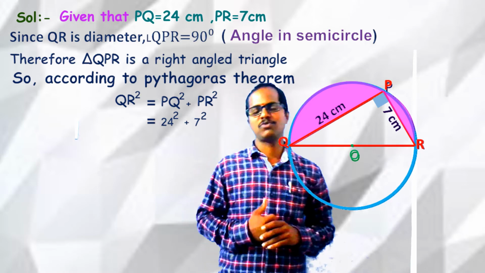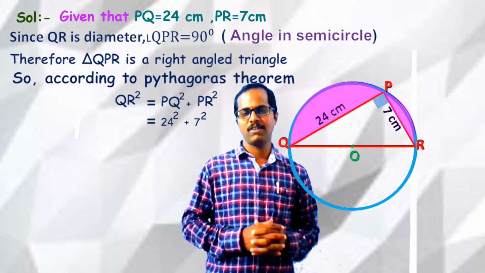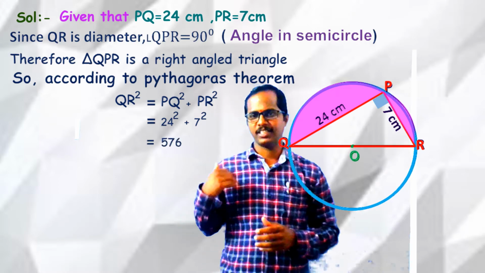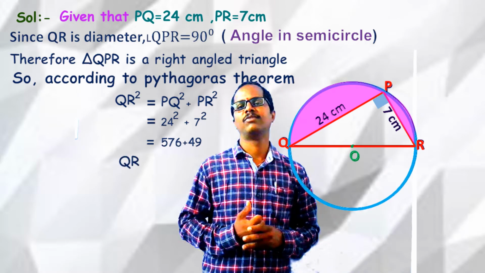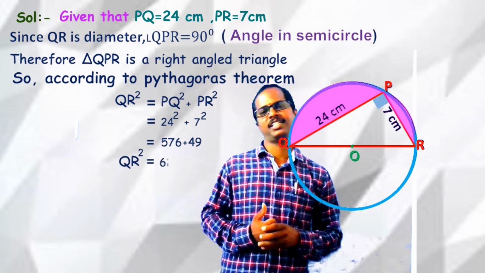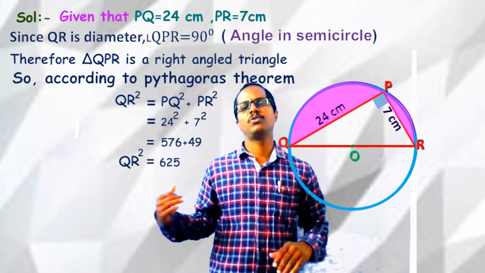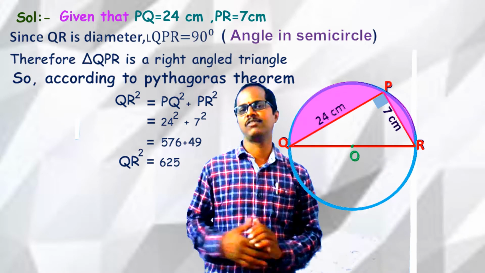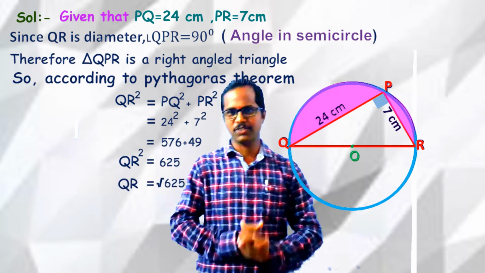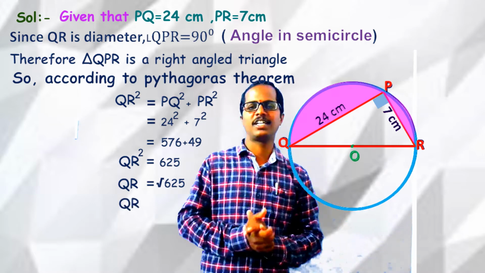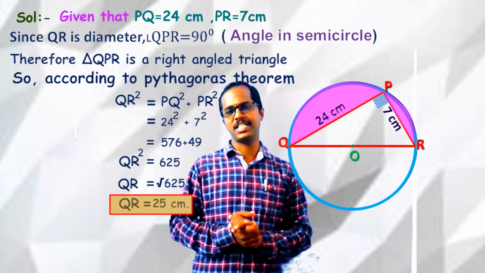QR square equals 24 square plus 7 square. The square of 24 is 576, and the square of 7 is 49. Adding them, what is the sum of 576 and 49? It is 625. So QR square equals 625, and if we transpose the square to the RHS, we get QR equals square root of 625. And what is the square root of 625? Very good, it is 25. So QR equals 25 centimeters.